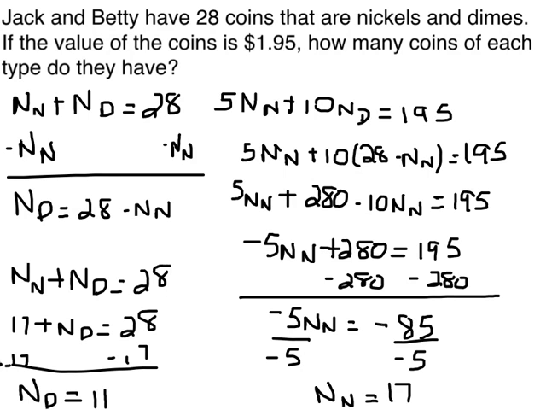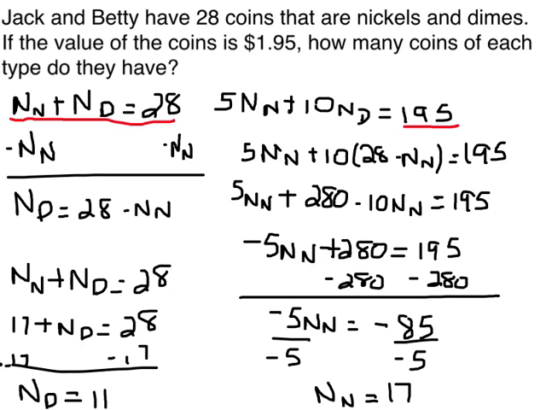So here's our problem. Jack and Betty have 28 coins, and that consists of nickels and dimes. If the value of the coins is $1.95, how many coins of each type do they have? So this is going to be a system of equations. I'm going to use substitution here. You could use elimination if you would rather. But the first thing I have to say is the number of nickels plus the number of dimes is 28. And then the value of those is 195.